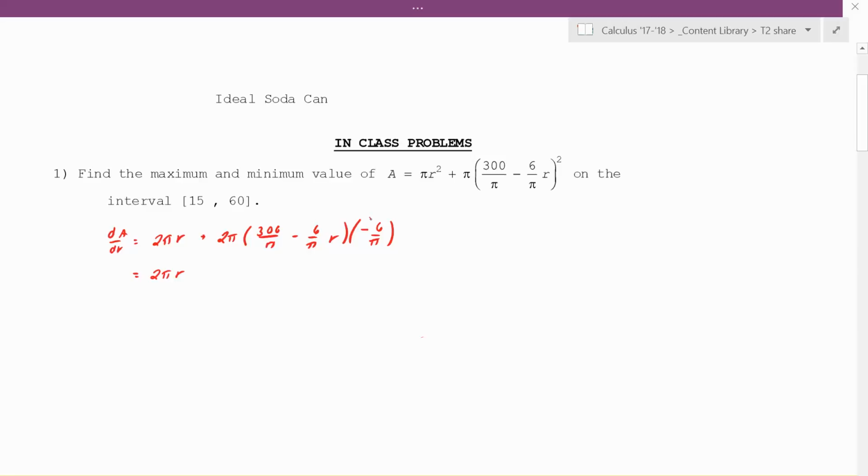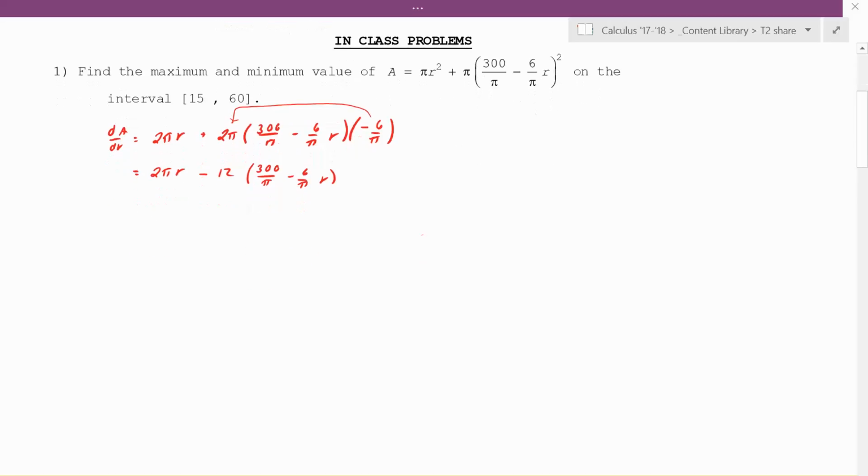So before I do the distributive, let's multiply the two of these together, and I have a negative 12, the 2 times the 6, and the pi's cancel, and we've got the negative 12 that we'll need to distribute into this 300 over pi minus 6 over pi r. Using distributive, we've got 2 pi r minus 3600 over pi, and a negative times a negative becomes a positive. 12 times 6 is 72 over pi and r.